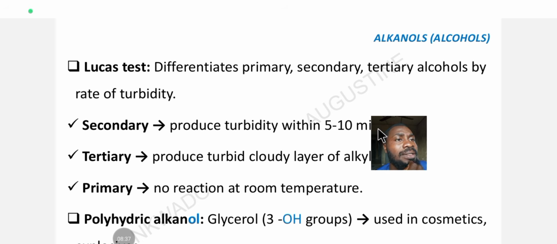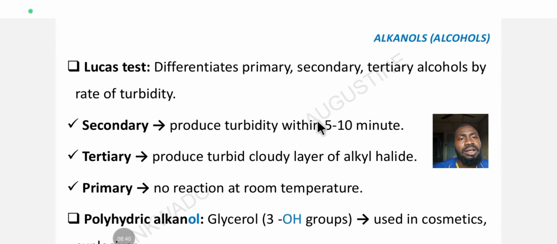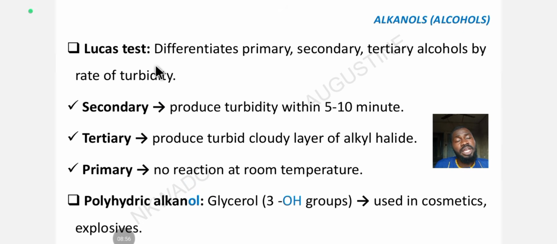Now, what is the test for the various alkanols, the various groups of alkanol: primary, secondary, and tertiary? It is done through the Lucas test. The Lucas test is used for testing the groups of alkanol, whether primary, secondary, or tertiary. It differentiates primary alkanol from secondary or tertiary alkanol by the rate of what? Turbidity. What is turbidity? The rate at which it hardens. That's what determines the particular group of alkanol.